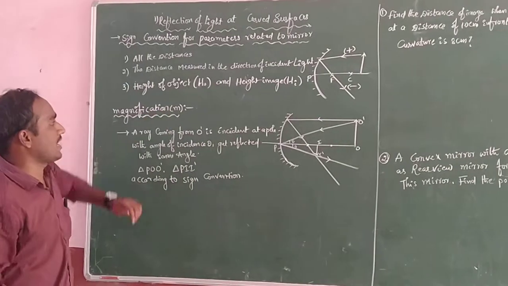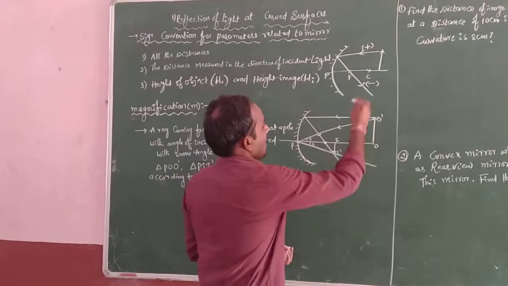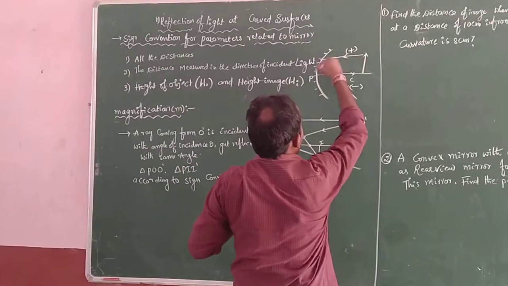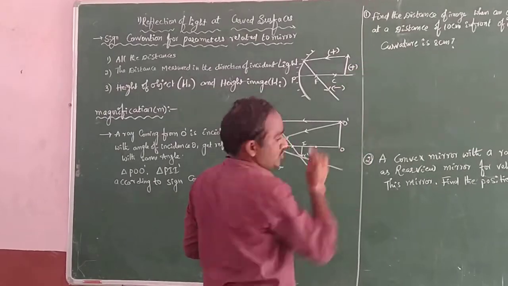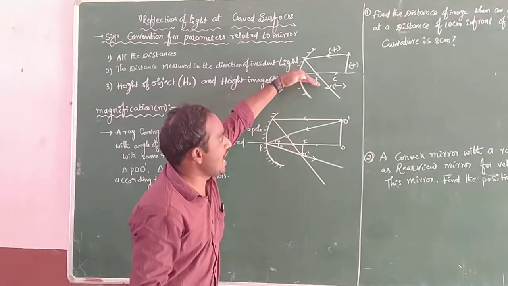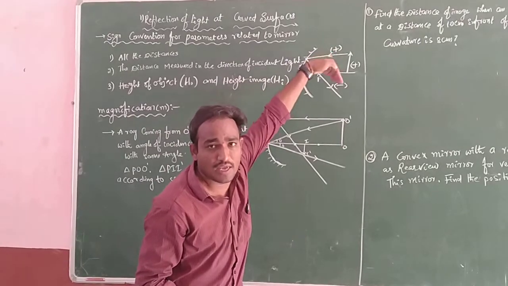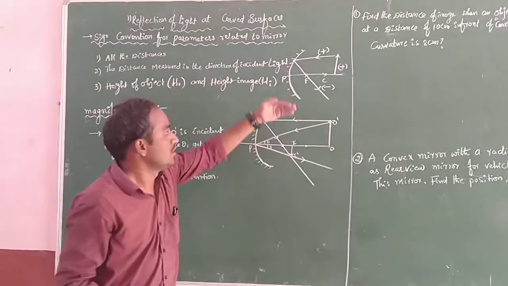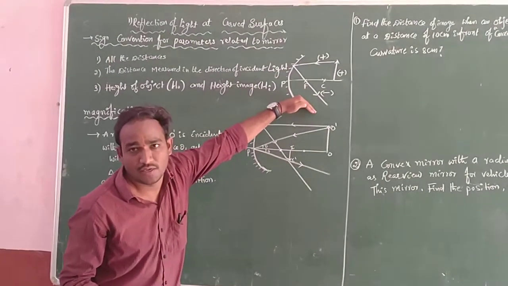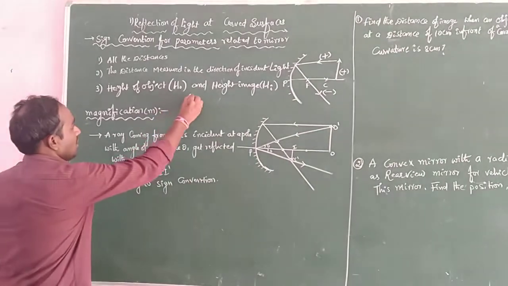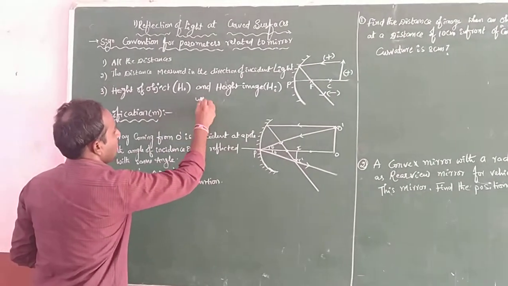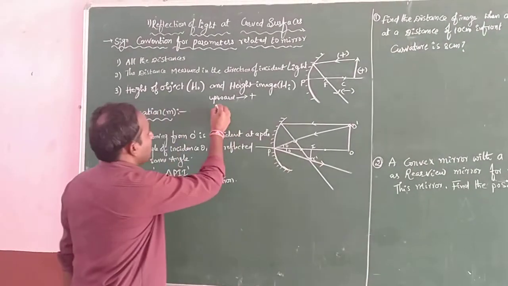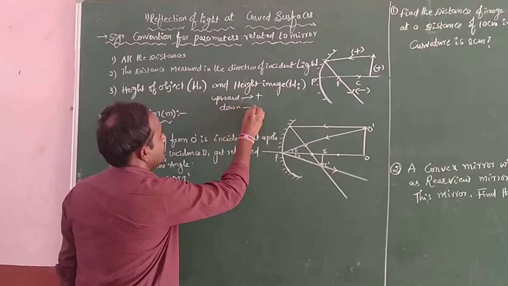So on a principal axis, above the axis, any values we take as per the sign convention of the concave mirror are positive. Means values above the principal axis, whether the object or whatever it may be, we take positive. Downward of the principal axis we take negative.